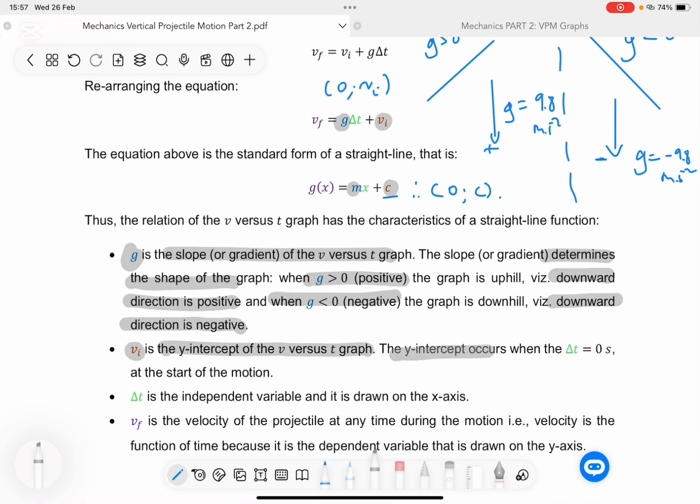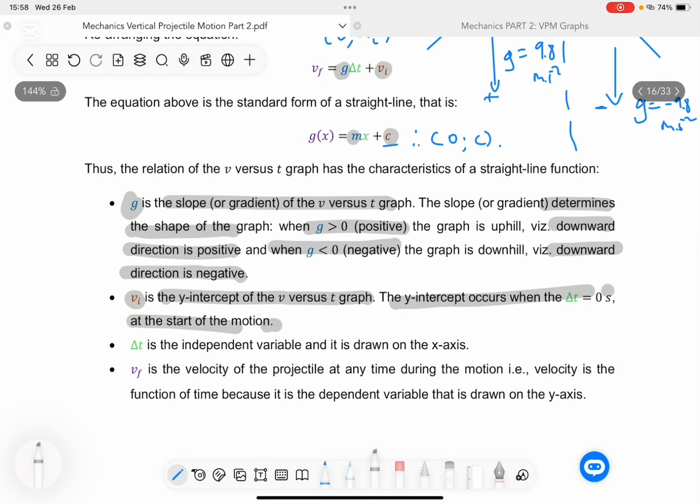So the y-intercept occurs when the change in t is 0, and this means that this is when we start our motion, because the time will always be 0 when we start our motion. And it makes sense a lot, because vi is when we start our motion, so it occurs when the time is also 0.